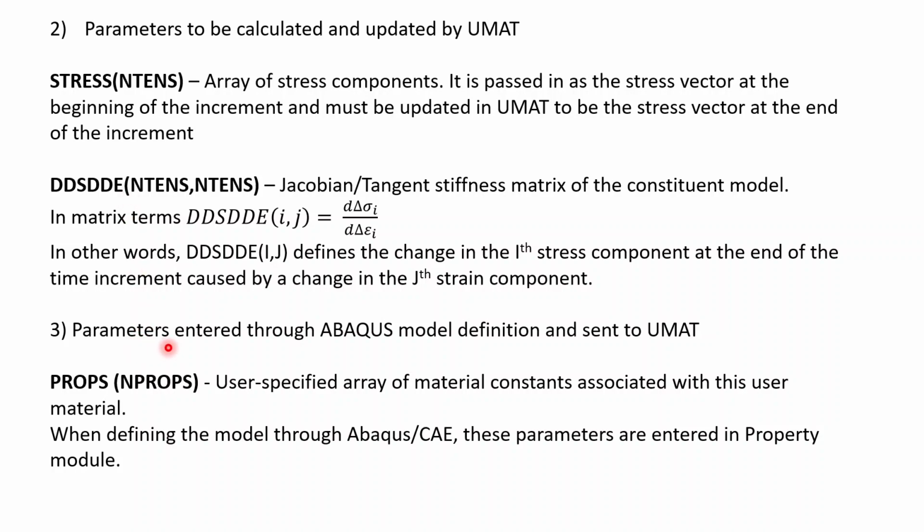There is another type of variable called the parameters which are entered through the ABAQUS model definition and sent to UMAT. So we have some material properties to be defined. For example, in a typical elastic case, we may need to define Young's modulus and Poisson's ratio. But how are we going to define them in the UMAT? They are done with the help of this PROPS variable. NPROPS refers to the number of properties which we are going to define. When defining the model through ABAQUS, these parameters are entered in the property module.